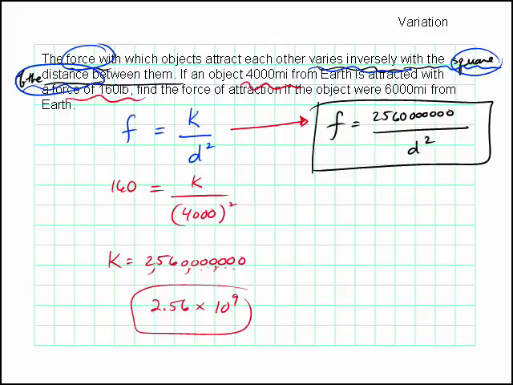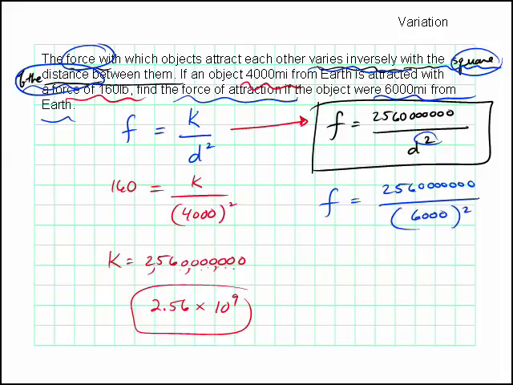Let's now solve the problem. Find the force when the object is 6,000 miles from Earth. So the distance is 6,000. 2,560,000,000 over 6,000. You got to square it. Remember the square right there. And if I type that in my calculator, let's see what we come up with here. 71 and 1/9, and that's in pounds. 71 and 1/9 pounds is our answer.